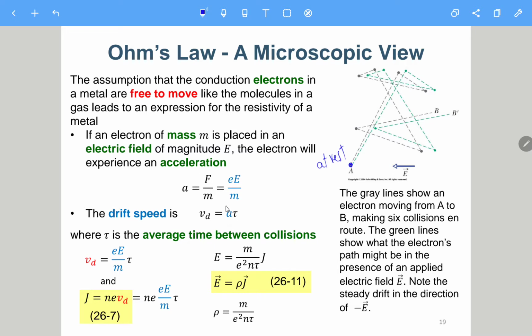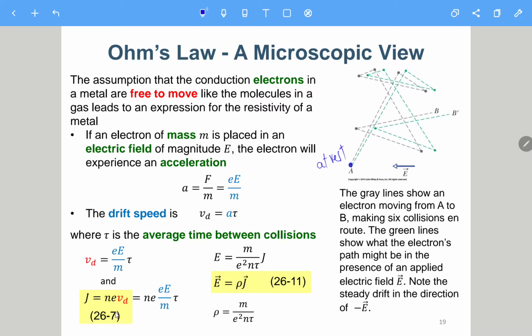So you may consider whether it should be 1/2 of it or whatever factor multiplied to this, but it doesn't really matter because it's just to verify that Ohm's law is reasonable. So it's just an approximation. So here we use Vd equals A times tau, and then we can put A equals E over m into here. So we have Vd equals E over m times tau. So we just eliminate A.